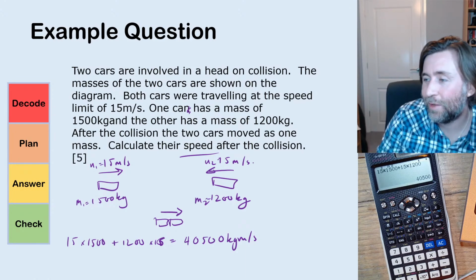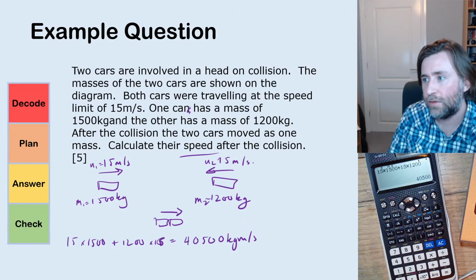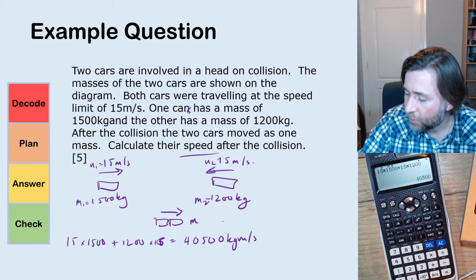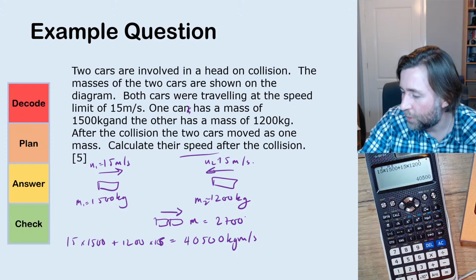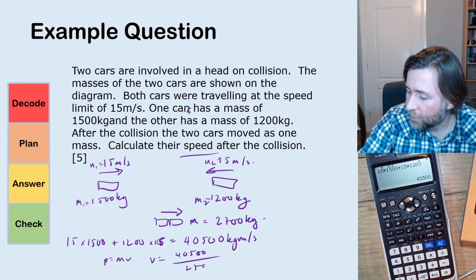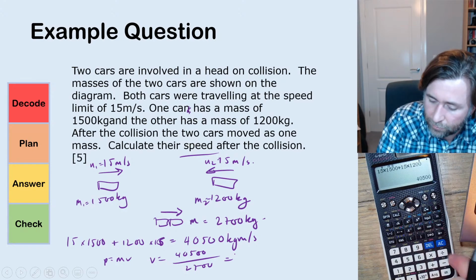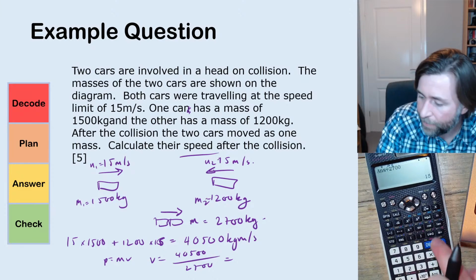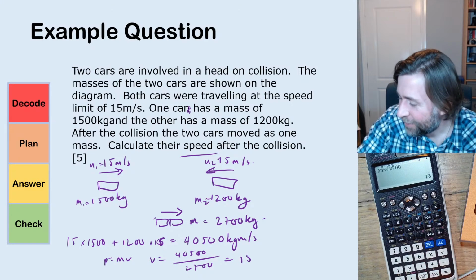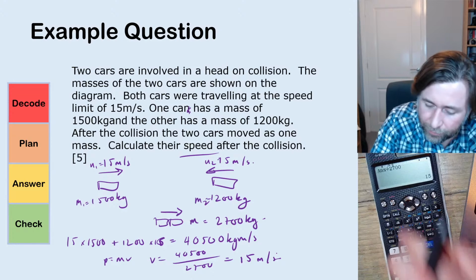This is a 2-step calculation because now I need to use that number to work something else out, right? So they're stuck together now, so the new mass of this combined thing is actually going to be 2,700 kilograms, and momentum is mass times velocity, so we just need to divide this momentum by the new mass to give us the new velocity. So V is 40500 divided by 2700. Boom. Also, apparently, 15 meters per second. Okay, there we are. That's a coincidence then.